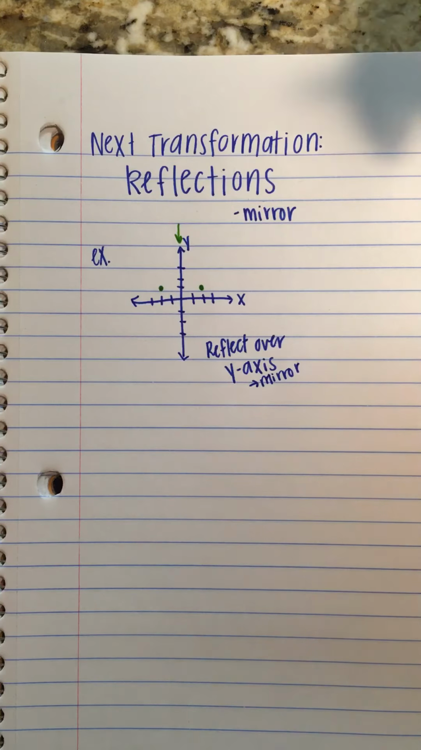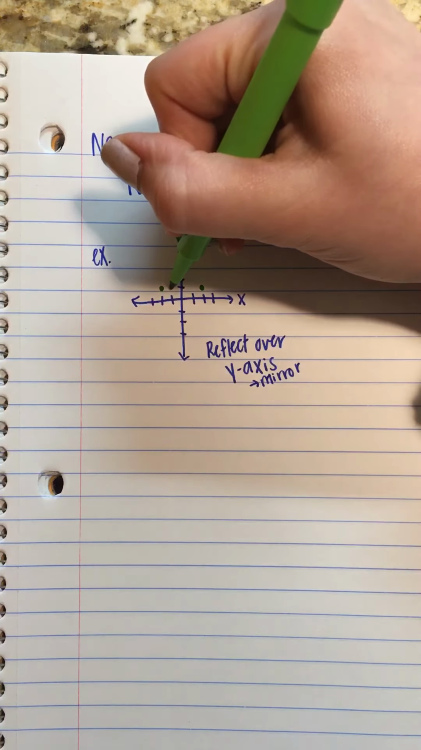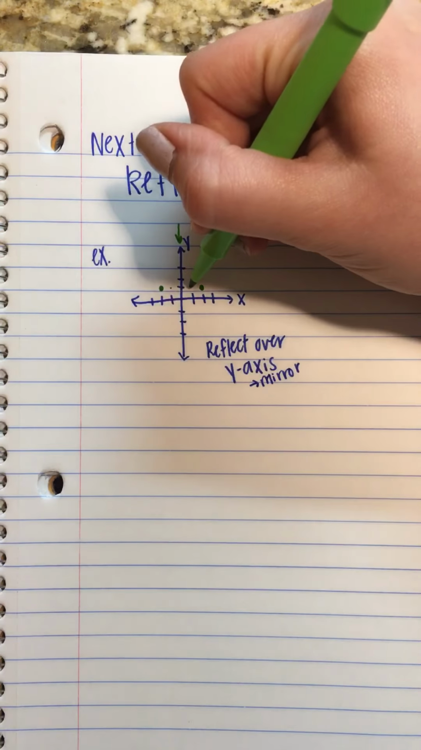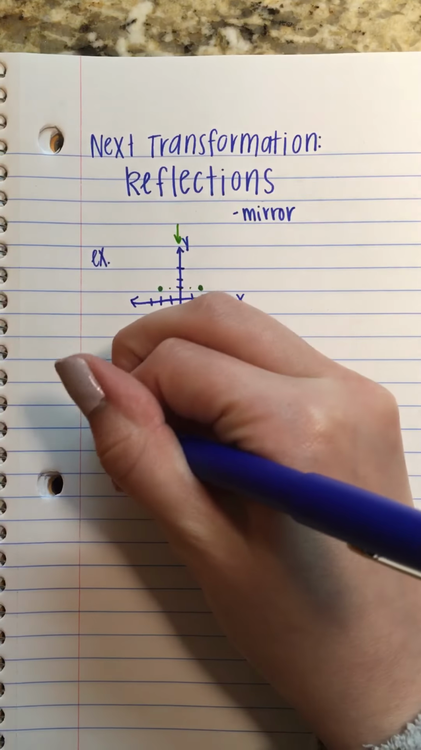So notice that if this is my mirror, this y-axis, notice how I was 2 spots away on that side. So I'm 2 spots away on this side. Okay, it's a reflection. The reflection should be the same. Okay, let's do another one.